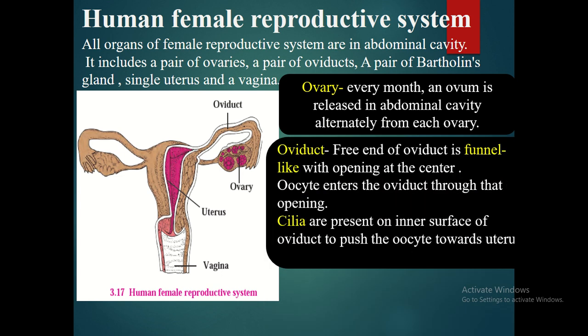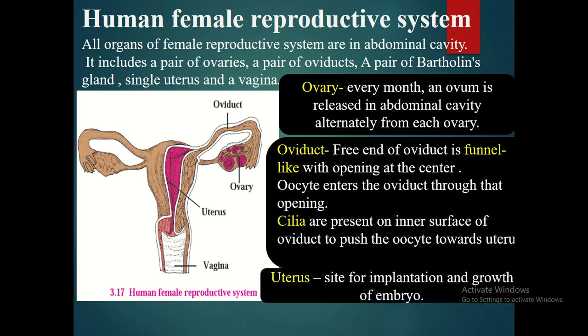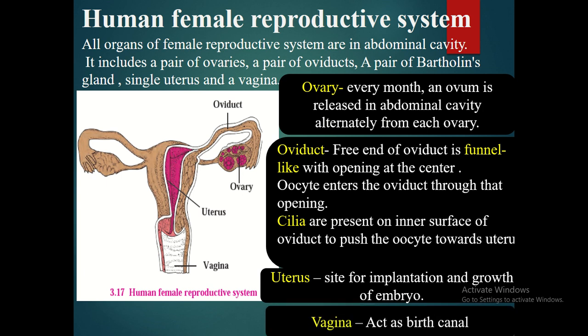Oviduct, the free end of oviduct is funnel-like and has opening at the center. The oocyte enters the oviduct through that opening. The cilia present in the inner surface of oviduct pushes the oocyte towards the uterus. Uterus, it is the site for implantation and growth of embryo. Vagina act as birth canal.